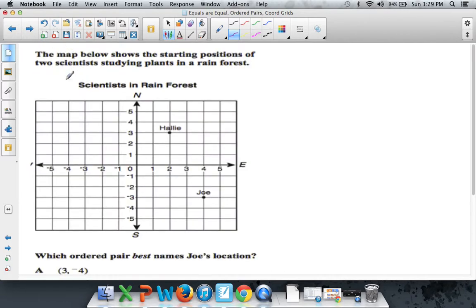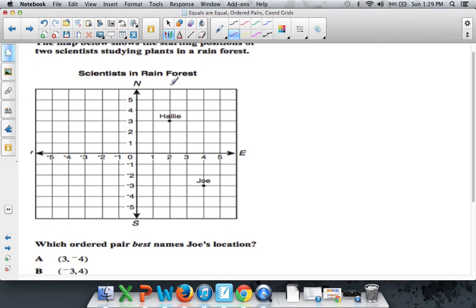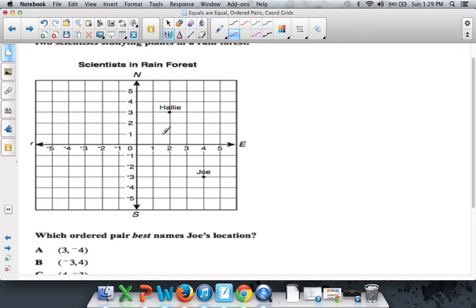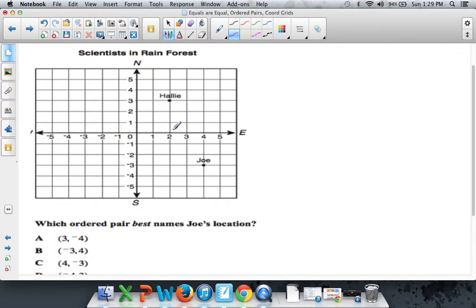Coordinate pairs, hooray. Ordered pairs, coordinate grids, coordinate graphs. Here we go. The map below shows the starting positions of two scientists studying plants in a rainforest. Cool. Scientists in a rainforest. Oh, cool. Thank you for this. It's like a math map. Which ordered pair best names Joe's location? Well, there's Joe right there.